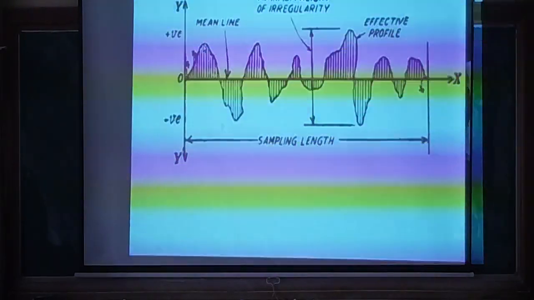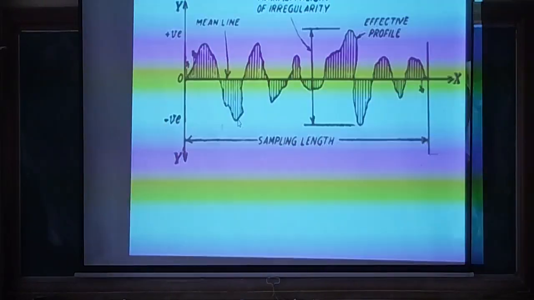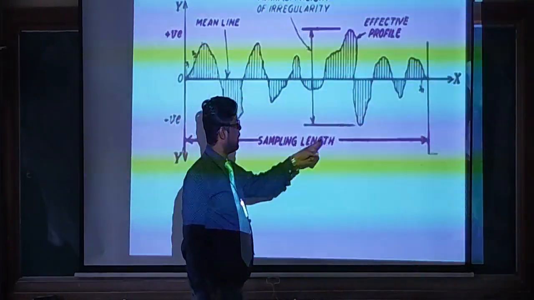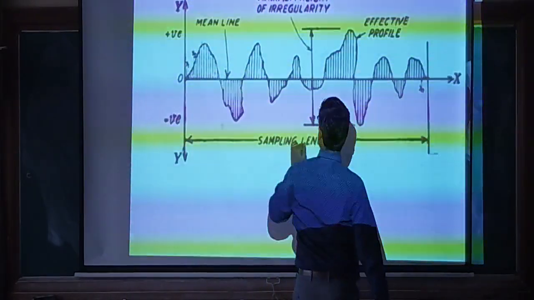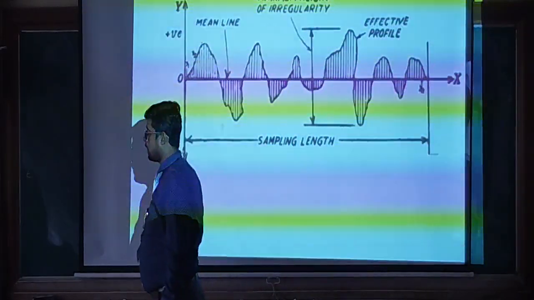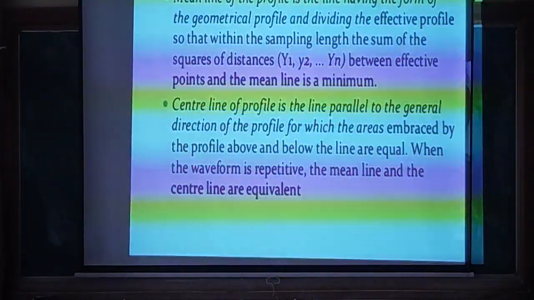Here highest hills 1, 2 and 3 are there, and here 1 and 2. So in total 5 in this sampling length, from here to here, we have 1, 2 and 3 highest, and this is the deepest valley 1 and 2. So here 2, this is 1. So 2 deepest valleys are there in the sampling length.